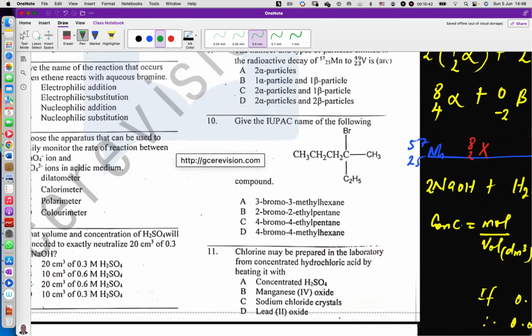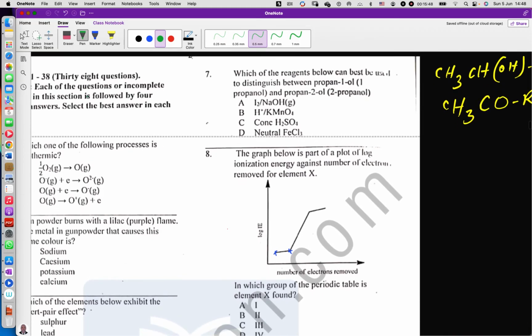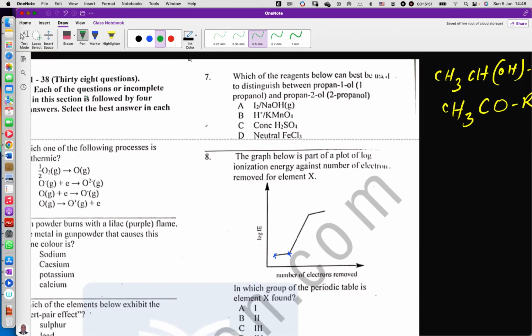Question number 7 has to do with how to distinguish between organic compounds. Which of the reagents below can best be used to distinguish between propan-1-ol and propan-2-ol? Remember, propan-1-ol is a primary alcohol, then propan-2-ol is a secondary alcohol. Okay, all are alcohols. Let's use the reagents. The reagent neutral iron(III) chloride, we cannot use it to distinguish them.